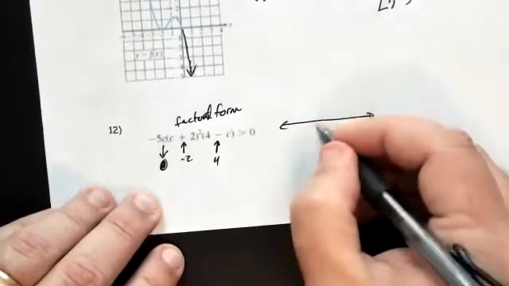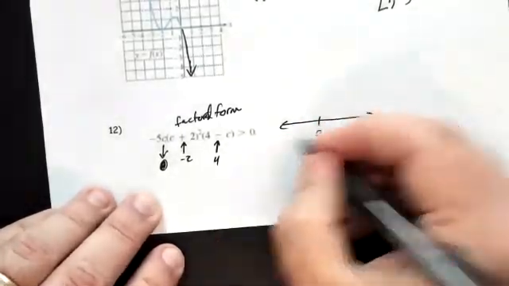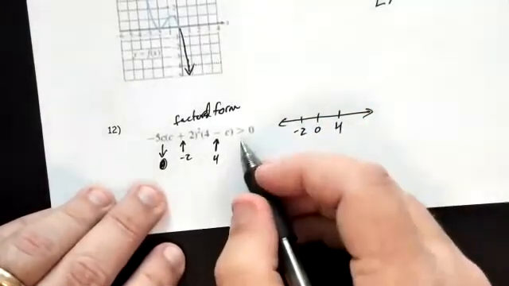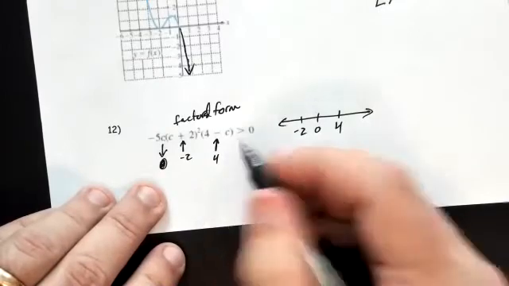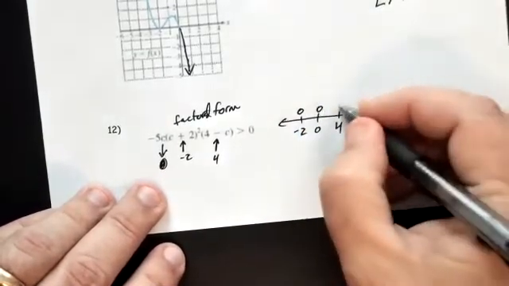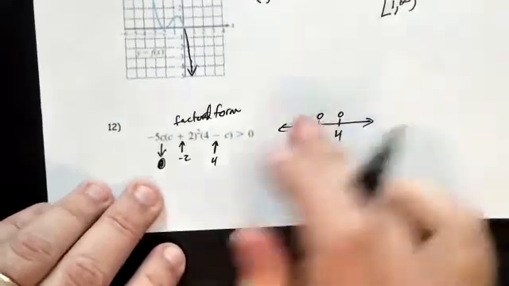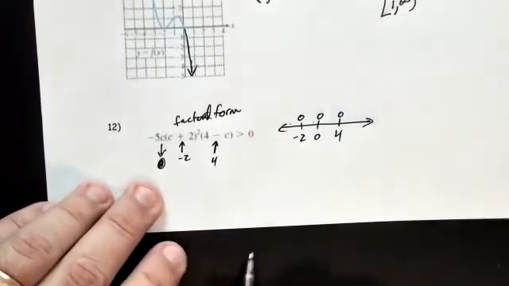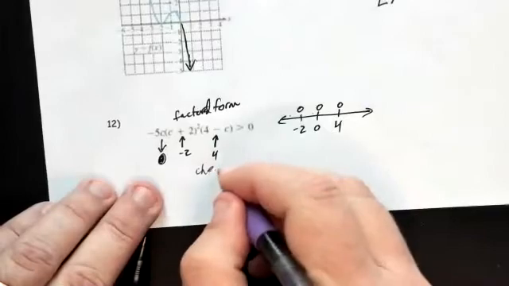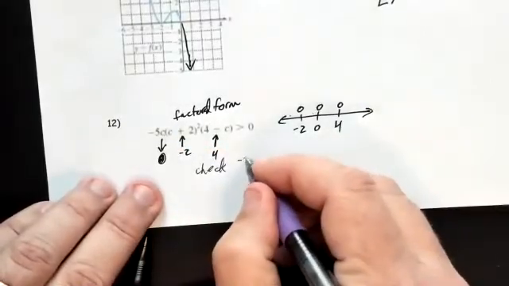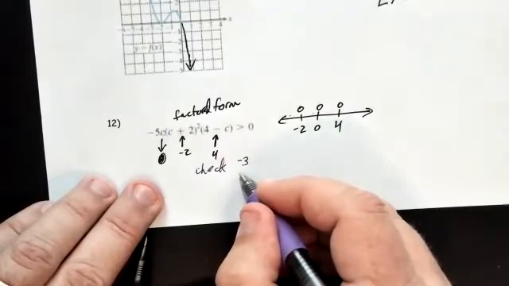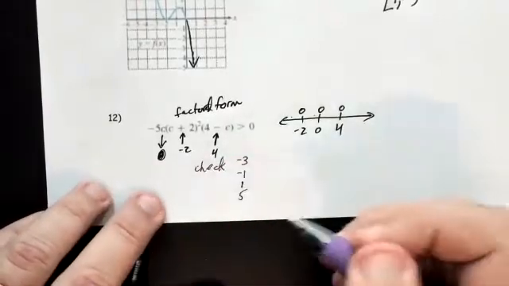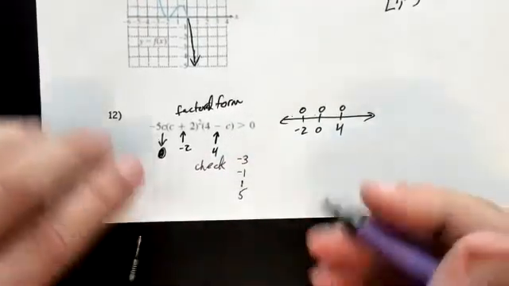And what we're going to do is plot that on a number line. So here's 0, -2, and 4. And since there's no line underneath this, all of these zeros are open. And we're going to check values here, here, here, and here. Okay, so what we have to do is plug in something like -3, -1, 1, and 5. We just got to plug those in and see what we get. Okay, so off to the side, we'll just have to do that.